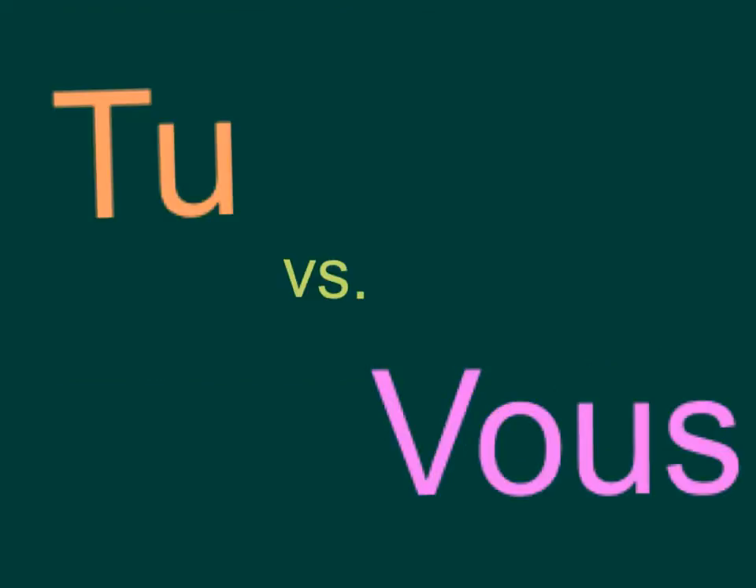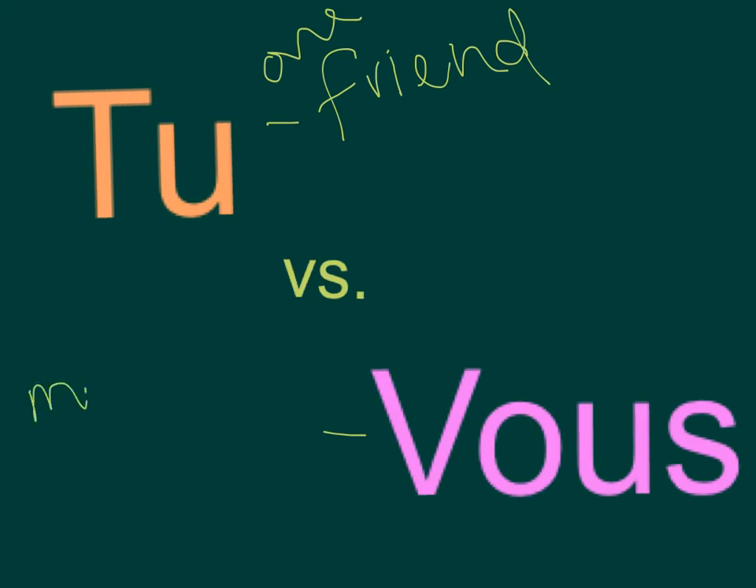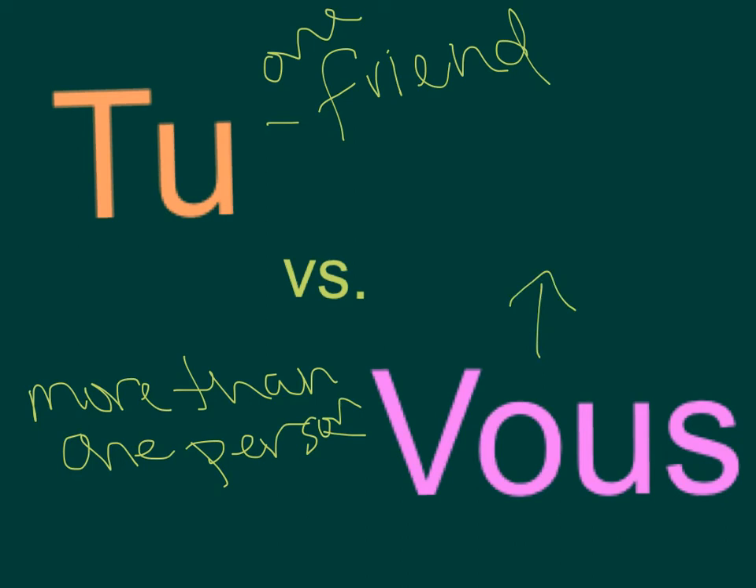So up until this point, you've seen two different words for you. We've seen tu and we've seen vous. Remember that tu is going to be used more for if you're talking to a friend. Okay, or we should say one friend. Okay, one person. Vous is going to be used if you're talking to more than one person. Or to someone formally. So if you're speaking to a teacher, for example, even if you're just speaking to one teacher, you're going to use vous instead of tu.